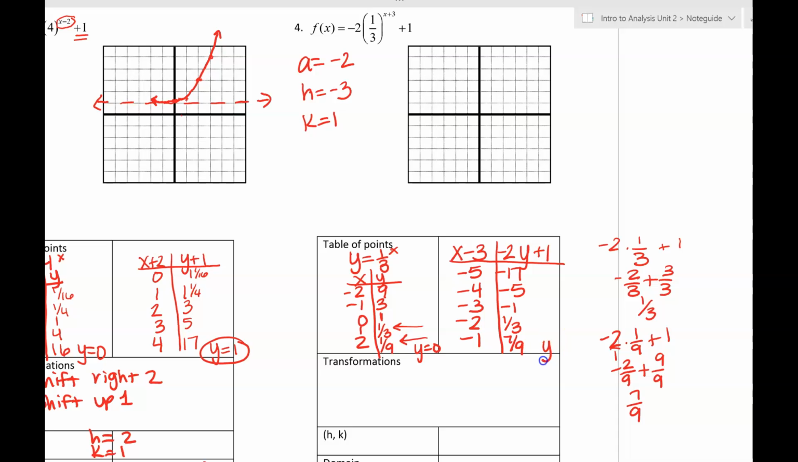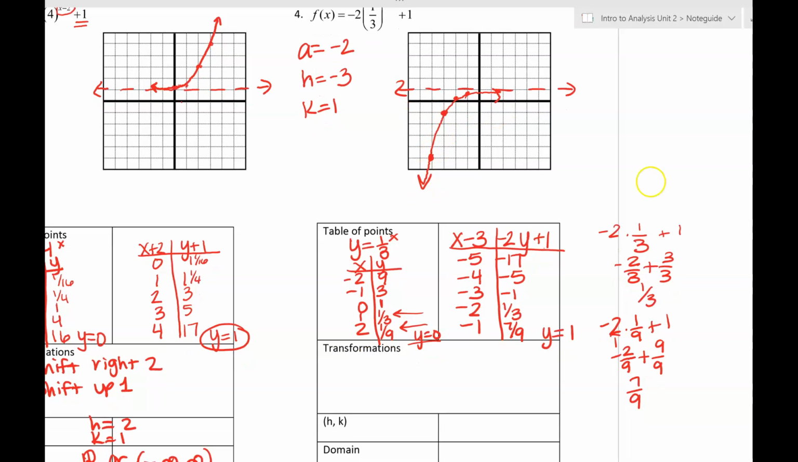And then my asymptote, if I take that y value, multiply it by -2 and add 1, I just get 1. Okay, so my asymptote should be at 1. Hopefully we see points on one side of this and we can see how they curve. So -5, -17 isn't really going to fit on my graph. Let's try these other points. -4, -5. -3, -1. -2, 1/3. -1, 7/9. All I know is that 7/9 is pretty close to 1, or again, you guys have a calculator, so I can see this curve pretty well. See it curve back towards the asymptote.